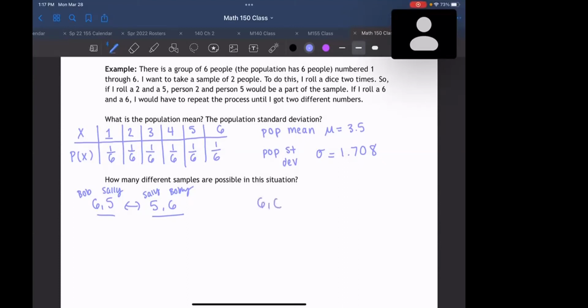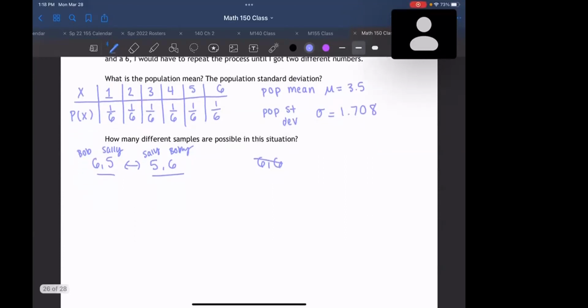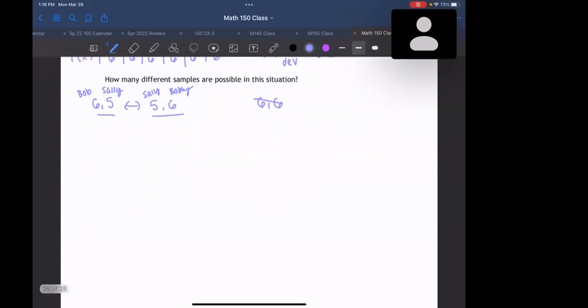Also, 6 and 6 doesn't make sense because that's not a sample of size 2, that's a sample of size 1, right? So these can't be a part of it either. Now, as I was walking around, I saw some good ways of organizing these values. This is what I would do here. Let me just start with 6 and 5. 6 and 5 is a good sample of 2, right? Let me try to go through this a little bit more systematically. I guess we could have 6 and 4, 6 and 3, 6 and 2, and 6 and 1, right? These are all different samples of size 2, okay?